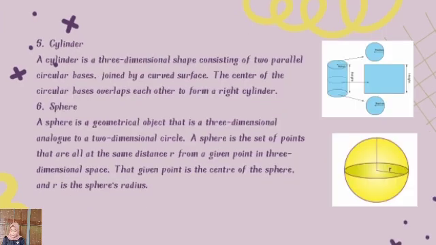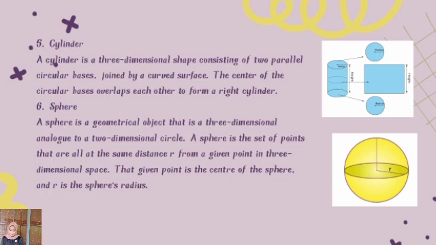Number 5, cylinder. A cylinder is a three-dimensional shape consisting of two parallel circular bases joined by a surface. The centers of the circular bases overlap each other to form a right cylinder.